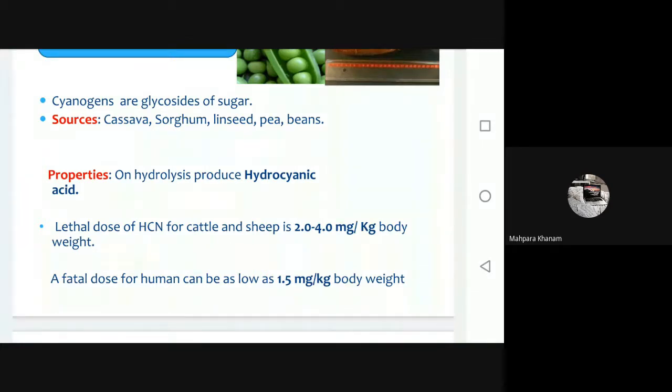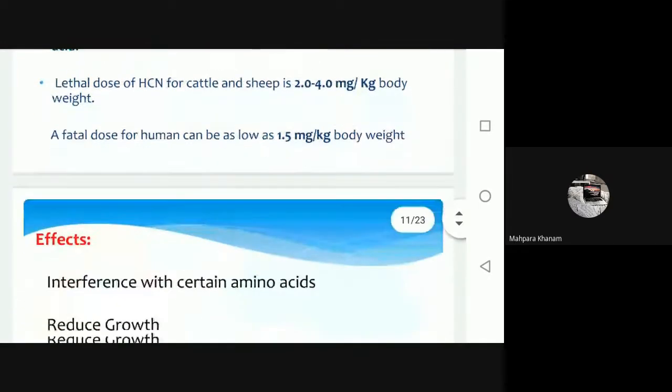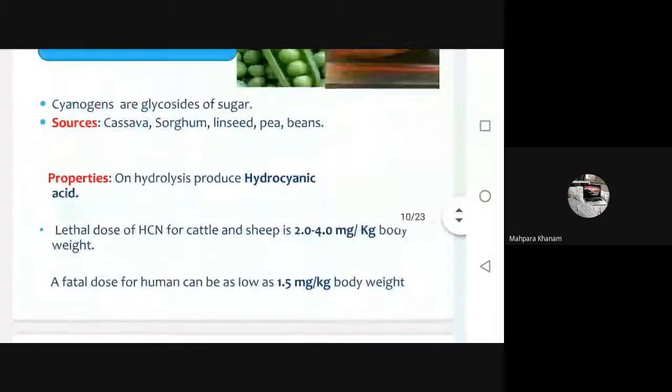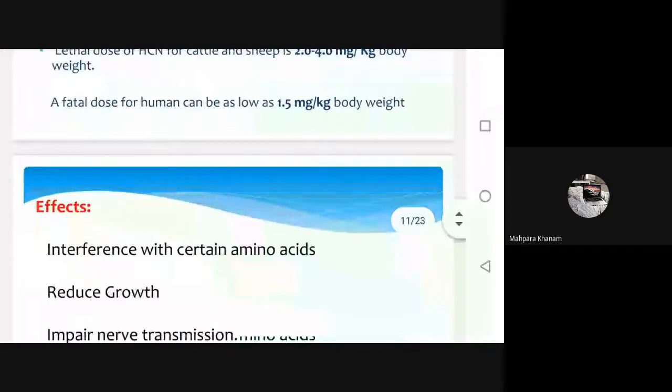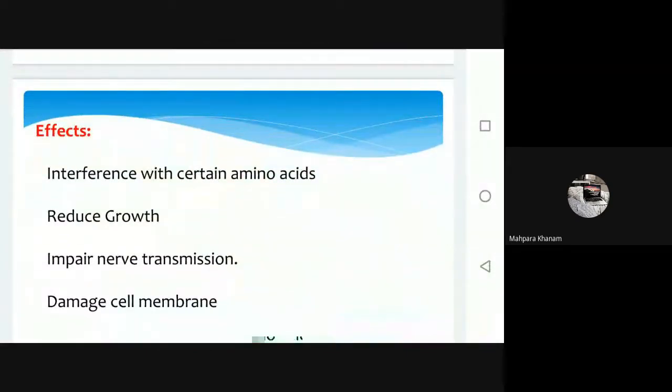This is the reason why we say that we should not consume raw peas too much. One or two pods you can consume, but not too much. These cyanogens interfere with the absorption of different amino acids, thereby interfering with growth, and they also impair nerve transmission.